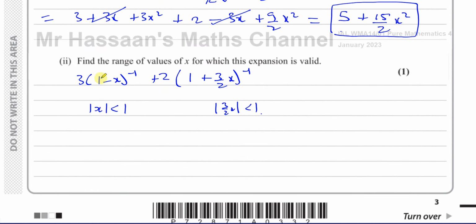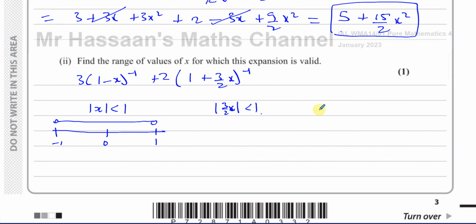So for this particular part of the whole expansion, we know the modulus of x must be less than 1. For this part of the expansion, the modulus of 3x over 2 must be less than 1. So if we rewrite this in the form of what it actually means, in terms of inequalities, if the modulus of x is less than 1, that means x is less than 1 away from 0. So x is between positive 1 and negative 1. It's always going to lie between these two values, right?